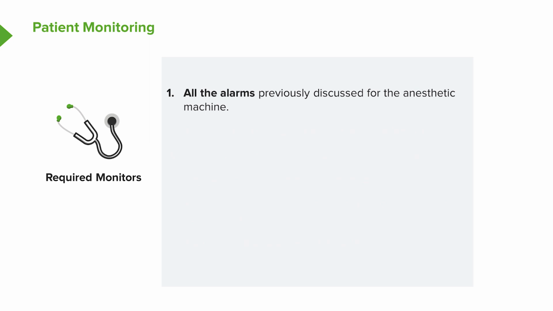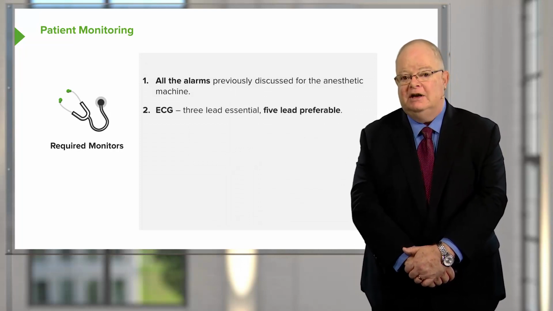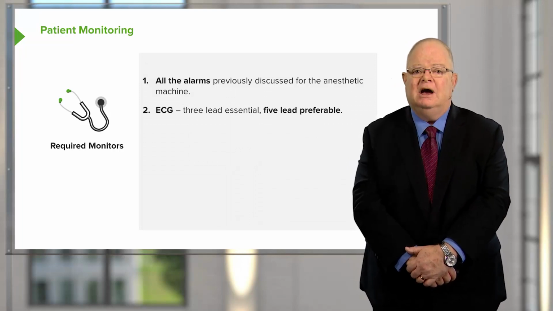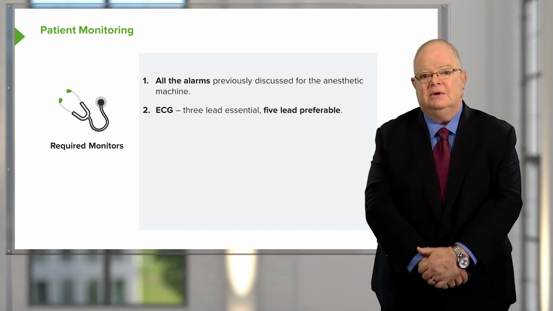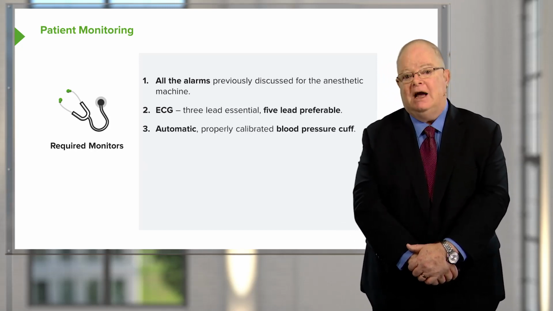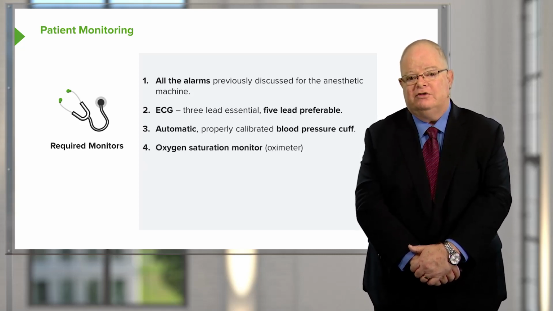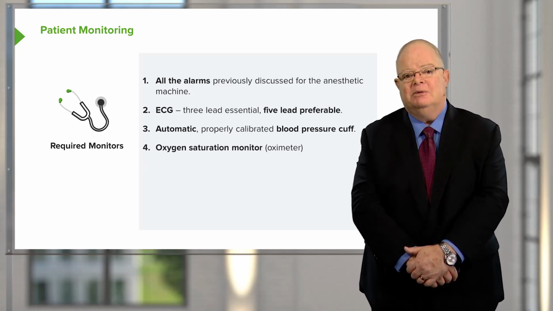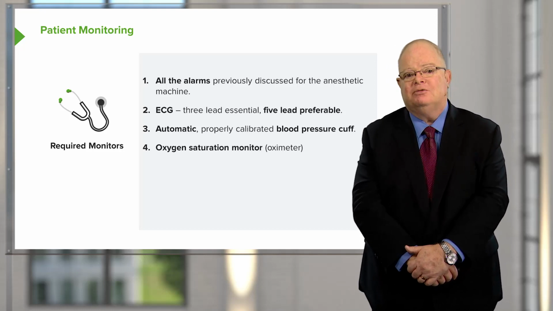So, all of the alarms we've talked about are on the anesthetic machines, and that's part of the standard monitoring system in an operating room. In addition to that, every patient gets an electrocardiogram. And most of us use a 5-lead electrocardiogram because this is a much more sensitive way of measuring for coronary ischemia, lack of oxygen supply to the heart, than just a 3-lead. We all use automatic and hopefully properly calibrated blood pressure cuffs. There's automatically on every patient an oxygen saturation monitor, an oximeter. The introduction of the oximeter in the late 1980s revolutionized the way we treat patients and improved care exponentially.